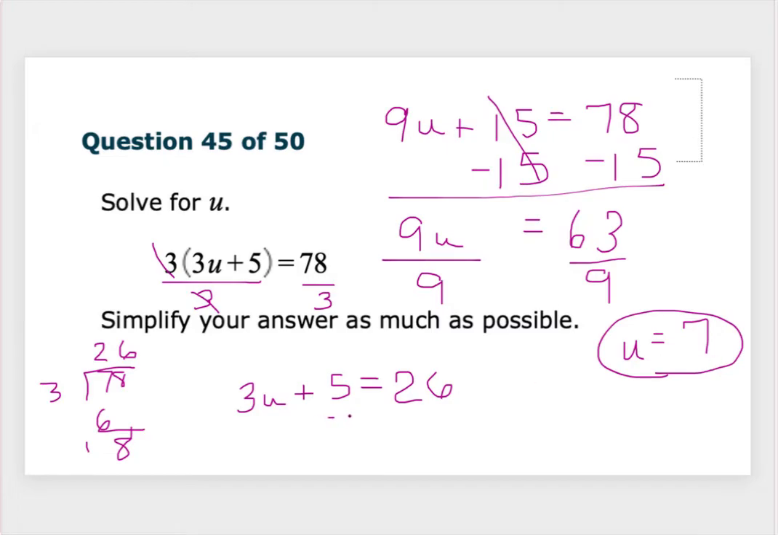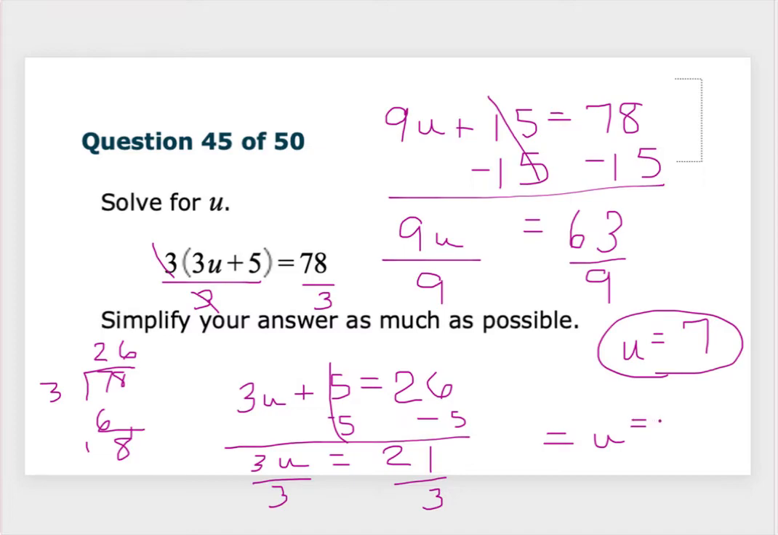Take away 5 to get the 3u by itself. Take away 5 over here. 3u. Cancel. 26 minus 5 is 21. And I'm out of room here, I think. Well, let's see if it'll let me do it. Divide by 3, divide by 3, and u is equal to 7. Which is exactly what I got before. I just did the problem differently.